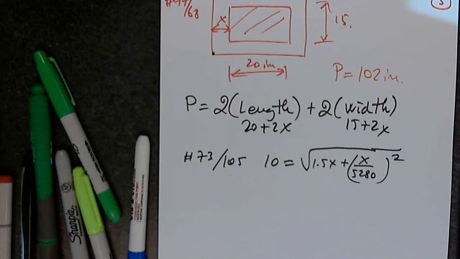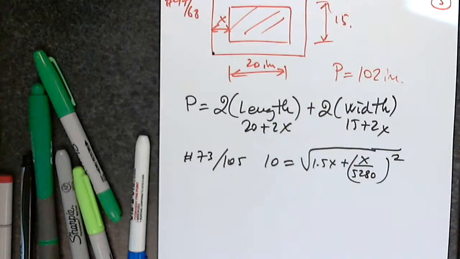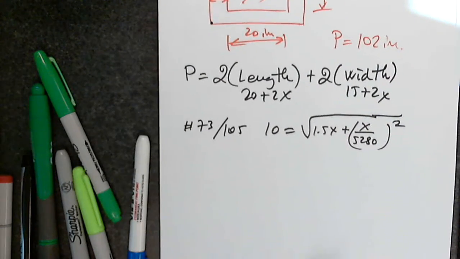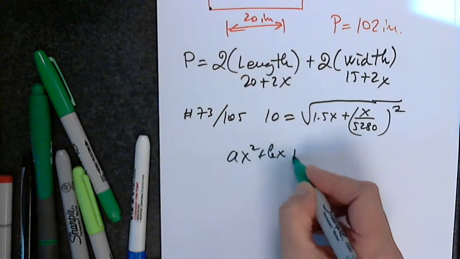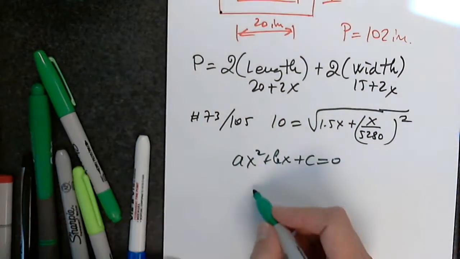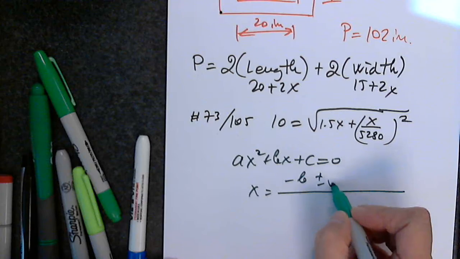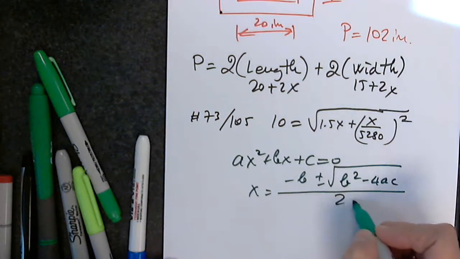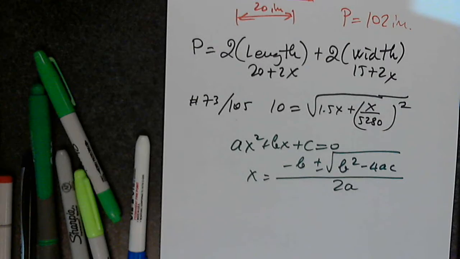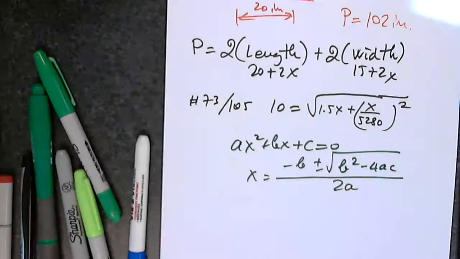So you'll have 100 equals 1.5x plus x squared over 5280 squared, and you can use the quadratic formula. Do you need me to remind you of the quadratic formula? Sure. ax squared plus bx plus c equals 0, x equals negative b plus or minus the square root of b squared minus 4ac over 2a. After you square, it becomes quadratic and you can plug in the numbers. But I recommend eliminating all fractions first, to get clean a, clean b, and clean c as numbers, not fractions. And then you can plug it in.